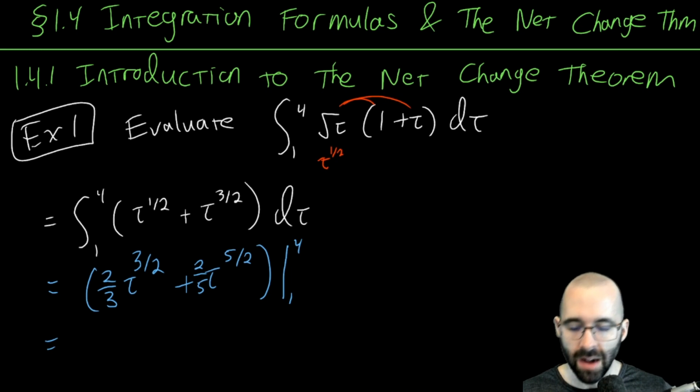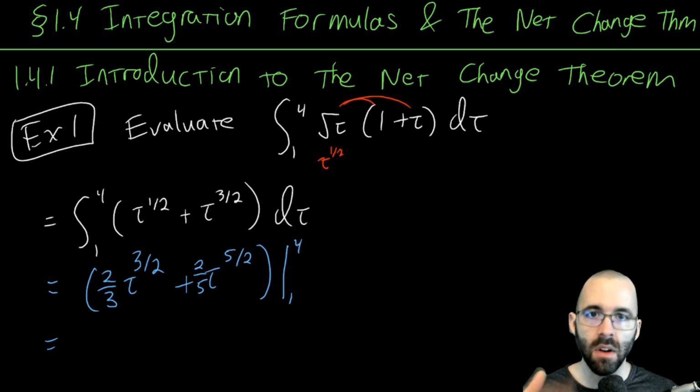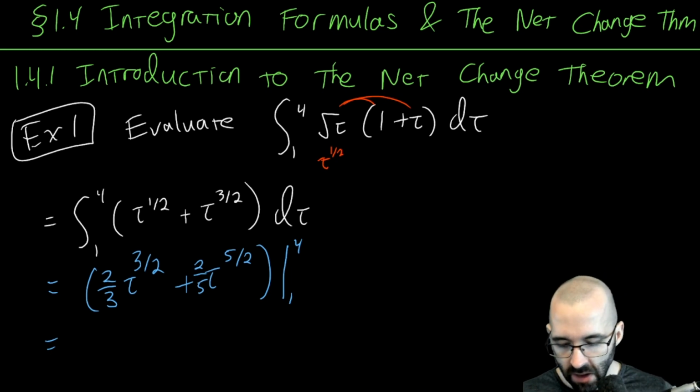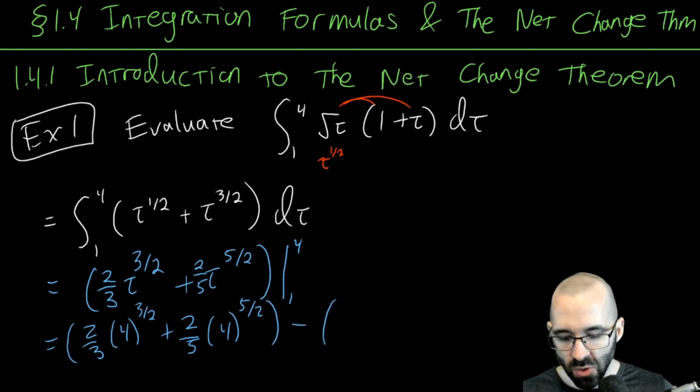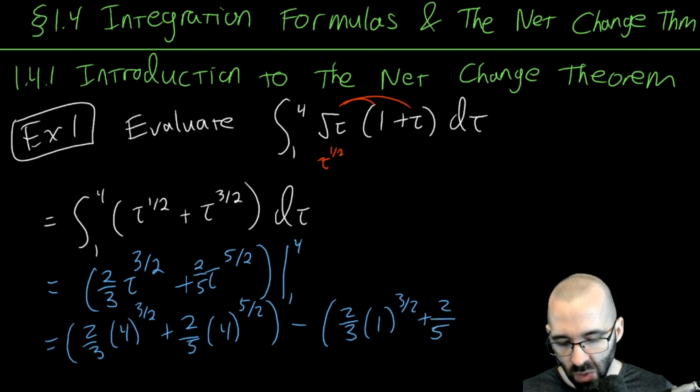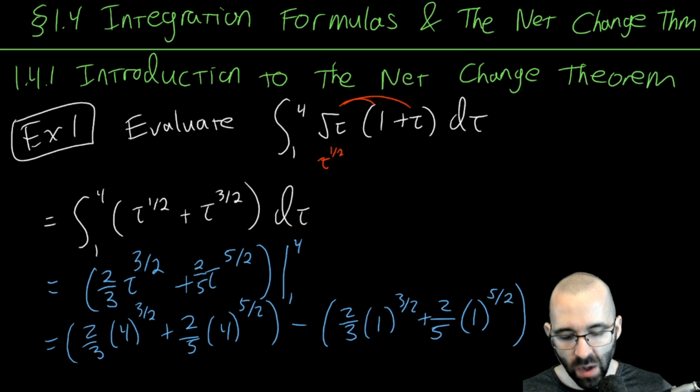And we just plug it in directly in this first blue method, the common way of doing this. If we do that, the first thing becomes 2/3 times 4 to the 3/2 plus 2/5 times 4 to the 5/2. And then we subtract out what happens when we plug in 1. And really this is equivalent to the other method, but it's just kind of a little messier, but a little quicker.